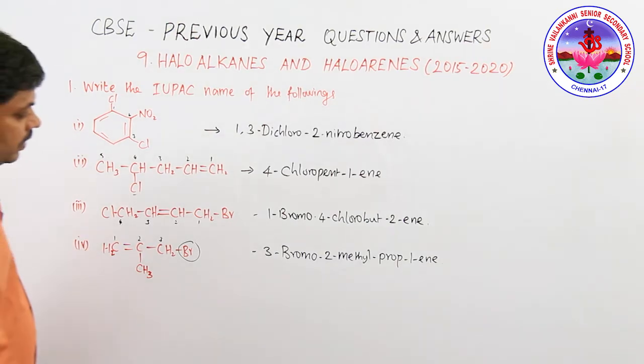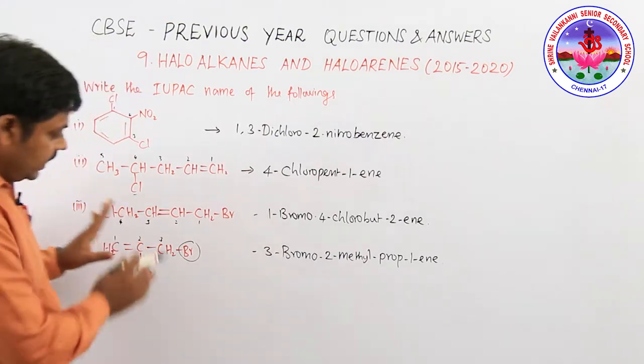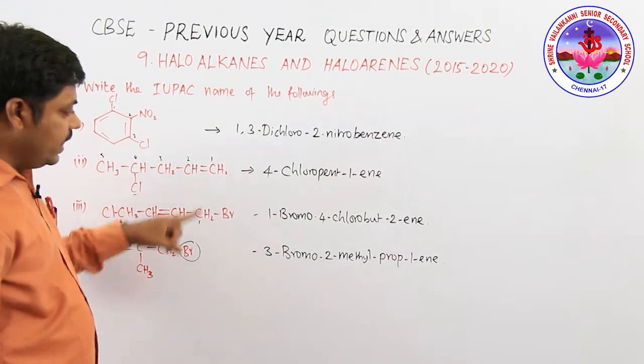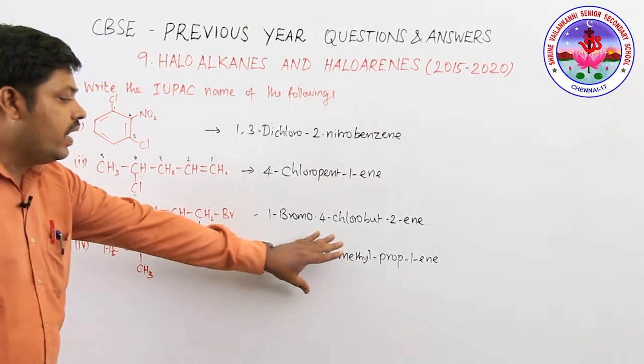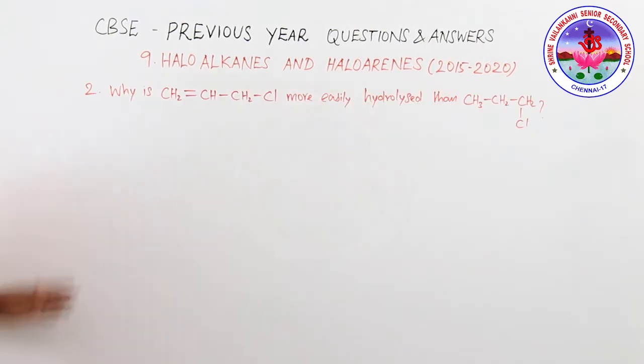Sometimes the name will be given and you have to draw the structure like this. So both methods are possible. The IUPAC name may be given and you have to write the structure. Two possibilities are there. So look at this question.